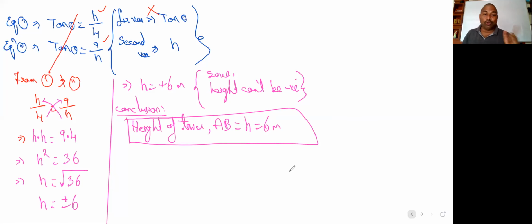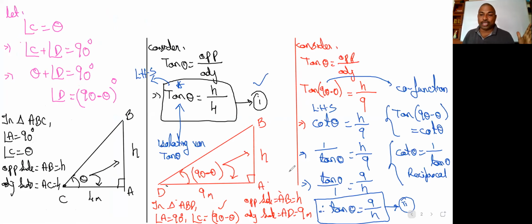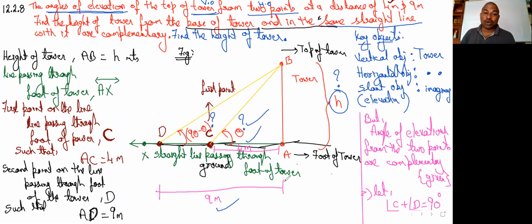So guys, it's a beautiful sum, which is very important for you, right? So here, the tower, we took the tower as AB, right? Which is the line passing through the foot of the tower? AX is the line passing through the foot of the tower, right? Which are the two points we have taken? First point is C and the other point is D.